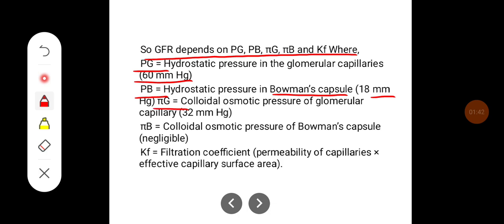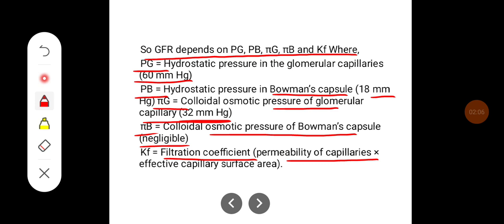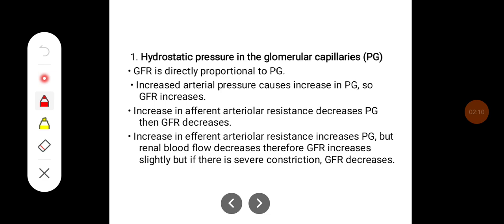Pi G is the colloidal osmotic pressure in the glomerular capillary, which is around 32 mm of mercury, and pi B is the colloidal osmotic pressure in Bowman's capsule, which is negligible because plasma proteins are not filtered. And Kf is the filtration coefficient, which is nothing but the multiplication of the permeability of capillaries and the effective capillary surface area.